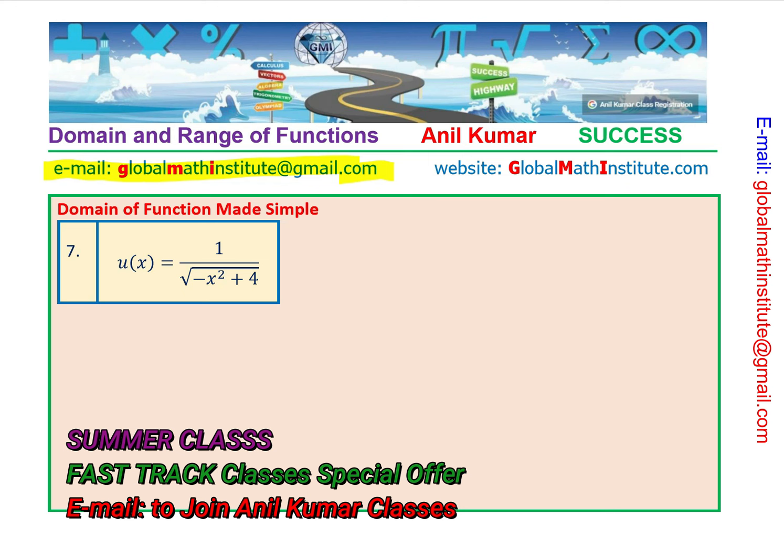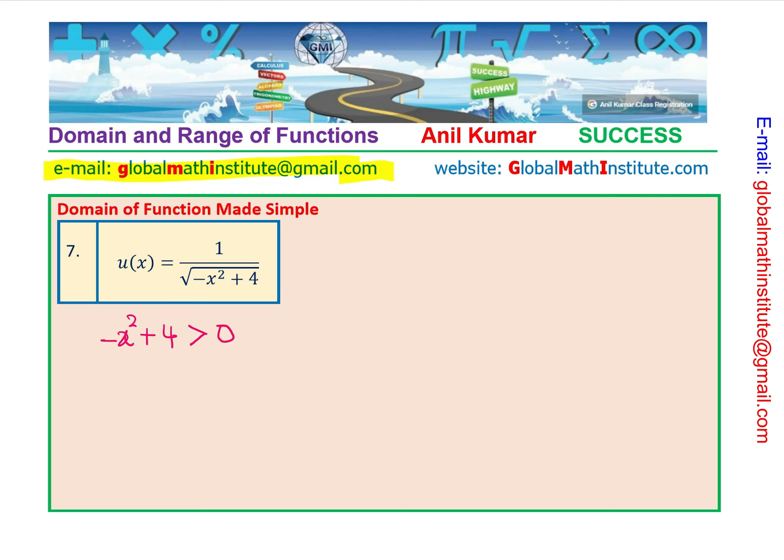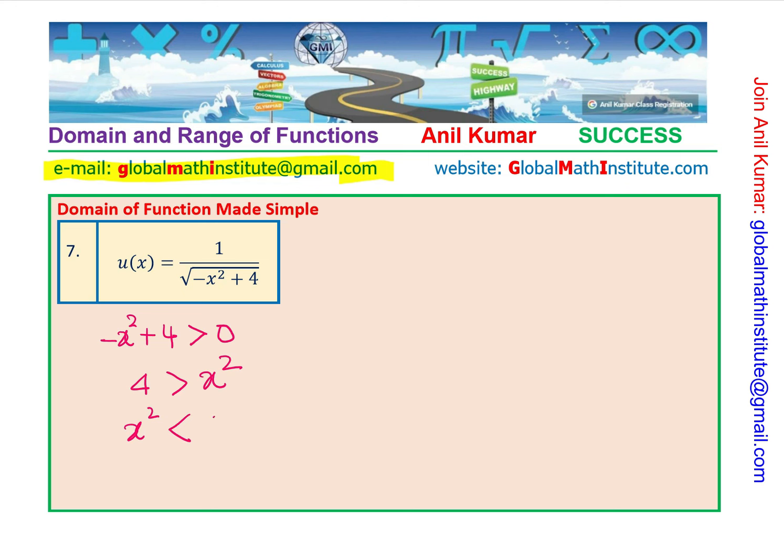Okay, so here we have u of x equals 1 over the square root of minus x squared plus 4. So now we want this minus x squared plus 4 to be greater than 0. It cannot be 0, right? Great. So that basically means that 4 is greater than x squared, or you can say x squared is less than 4.